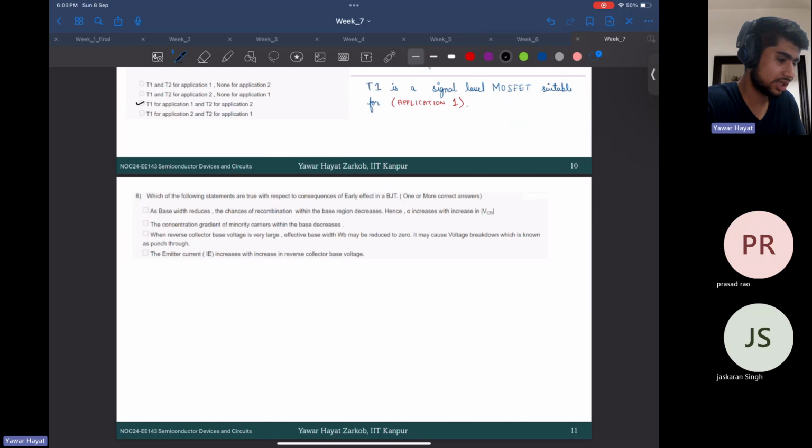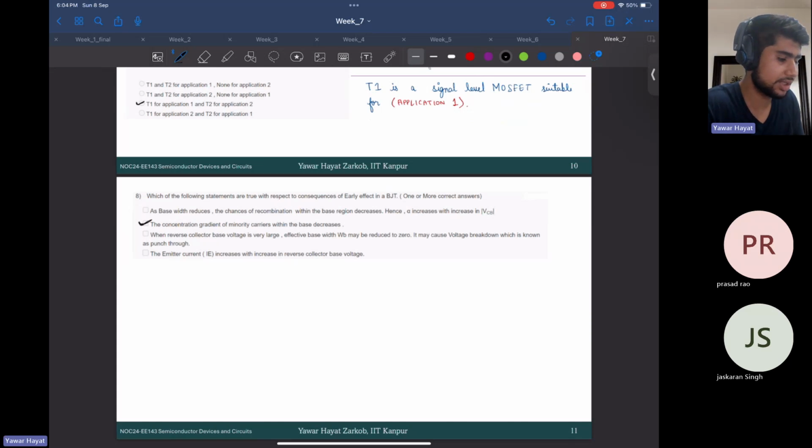What about this second one? The concentration gradient of minority carriers within the base decreases. Is this a correct option? Does the concentration gradient of minority carriers within the base decrease? It does, right? This would be the right one.